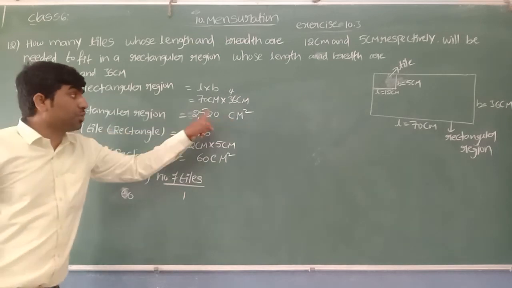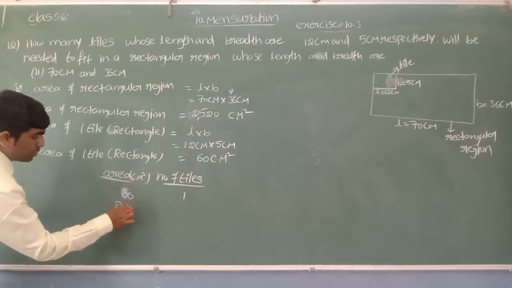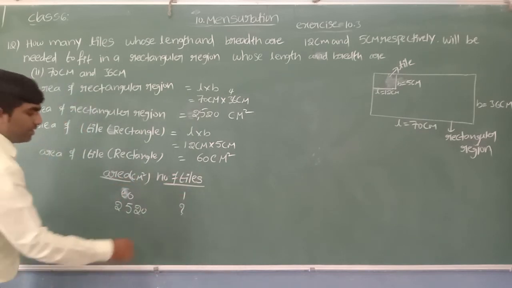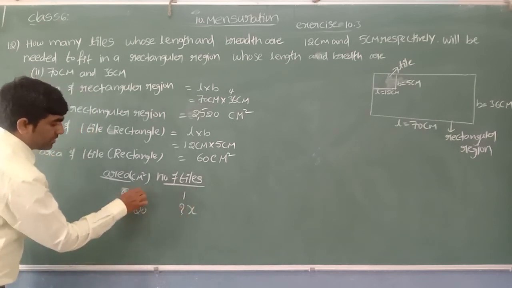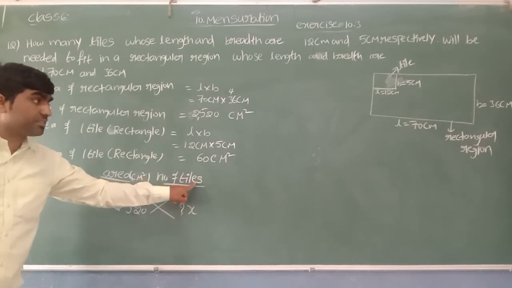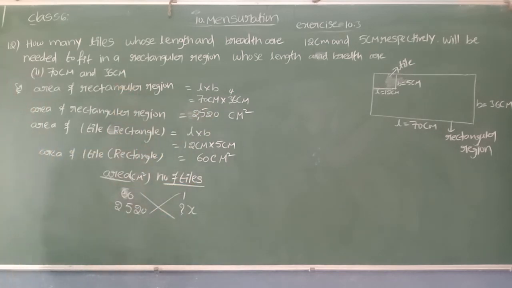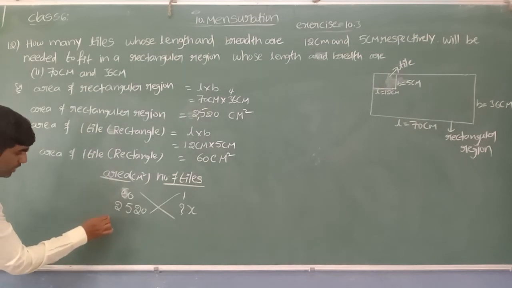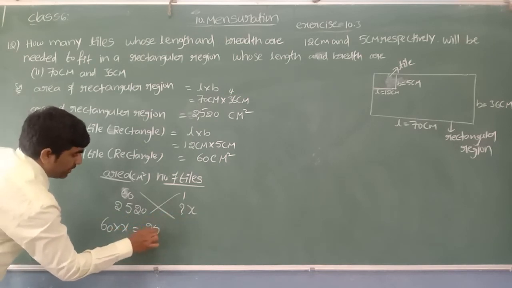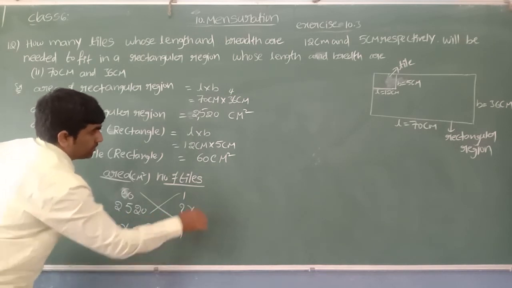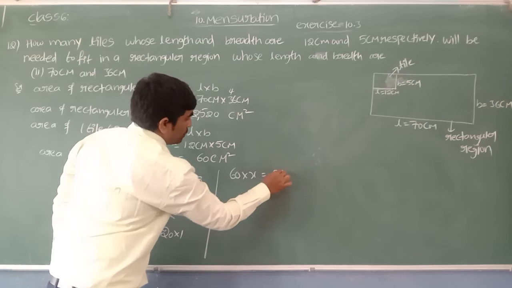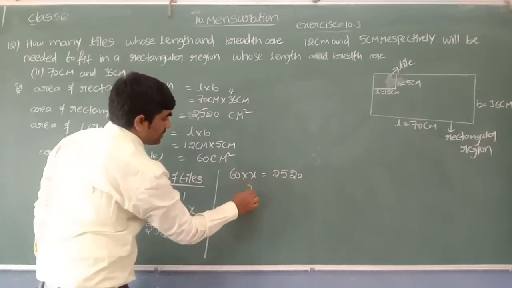If the area is 2520 square centimeters, how many tiles will it take? We don't know the unknown value. We'll take x. We can do cross multiplication and we'll get the x value. Here x is nothing but the number of tiles needed to fit exactly the rectangular region. Now cross multiplication: 60 into x is equal to 2520 into 1. So now here 60 into x is equal to 2520.